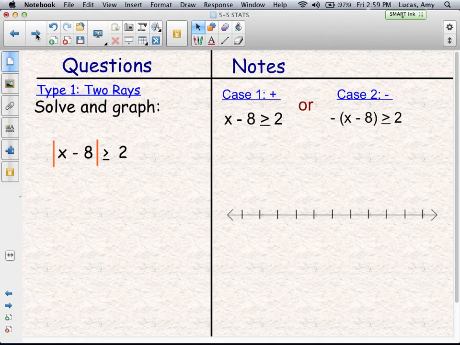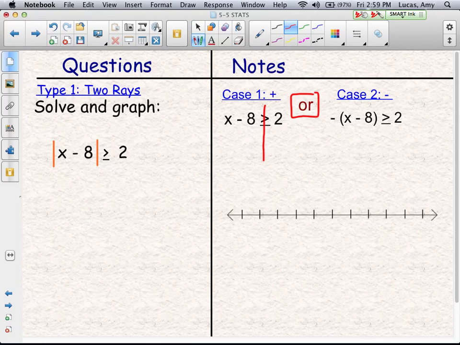All right, solve and graph, case 1 or case 2. Okay, if I solve case 1 by adding 8, I get x is greater than or equal to 10. If I solve case 2, I am going to put a negative 1 in front of my parentheses.